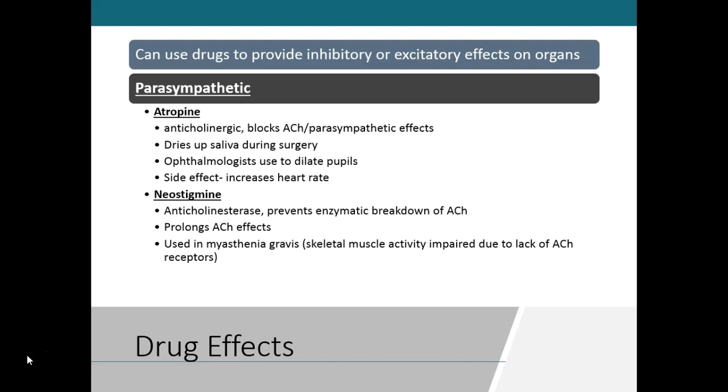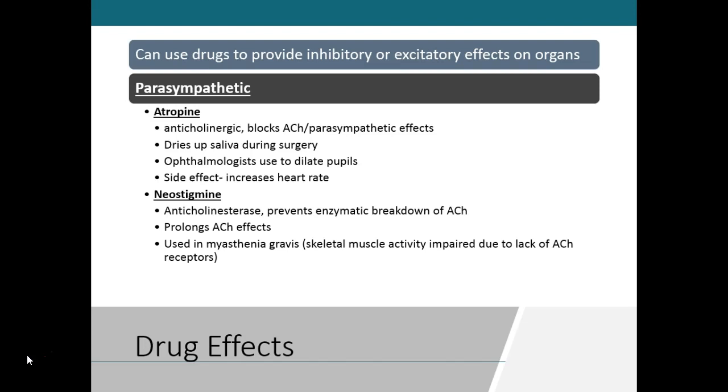And ophthalmologists will often use atropine to dilate the pupils, and once those pupils are dilated, of course, that allows the ophthalmologist to look deeper into the eye and see some of the structures within as well as some of the vasculature and look for abnormalities. A side effect of the atropine is that it does increase heart rate. So by blocking acetylcholine, remember acetylcholine slows down cardiac muscle contraction. So if you block that activity, then the heart rate does tend to increase.